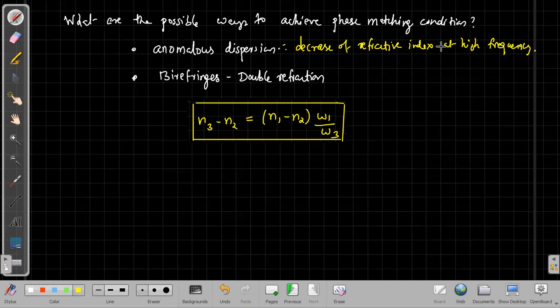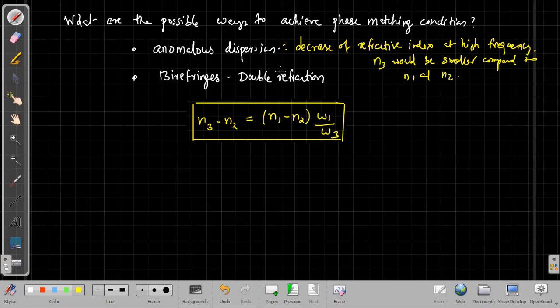So N3 would be smaller compared to N1 and N2. This is one of the simplest ways to achieve the phase matching condition. But even though theoretically it is simple, experimentally it is again a difficult task. The anomalous dispersion is also a difficult task.